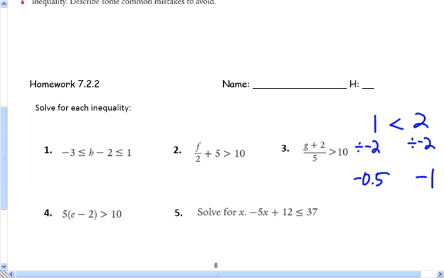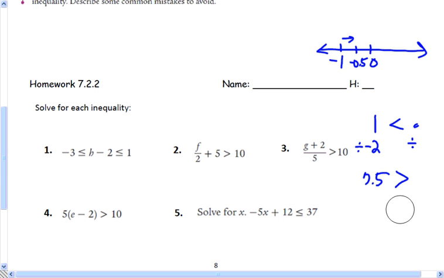And if you're confused about that, just think about a number line. Here we have 0, here we have negative 1, and negative 0.5 is right there. And remember, the further right you are, the greater you are, so negative 0.5 is greater than negative 1. And those are the only things you need to worry about when you're solving inequalities. If you multiply or divide by a negative, you must reverse the sign.